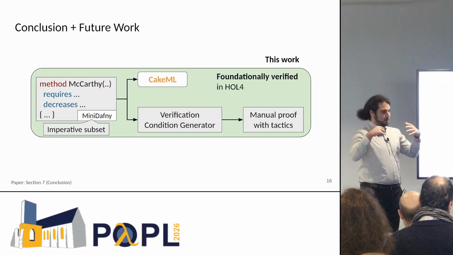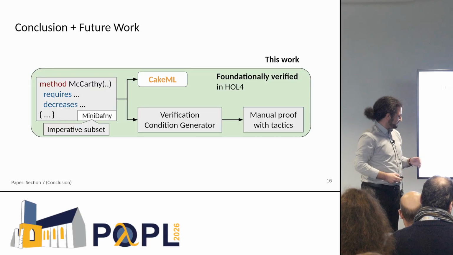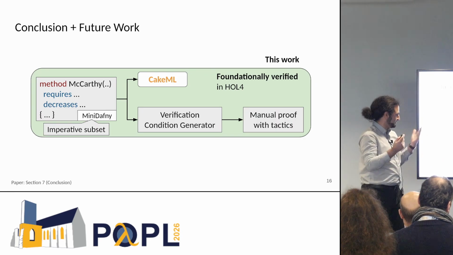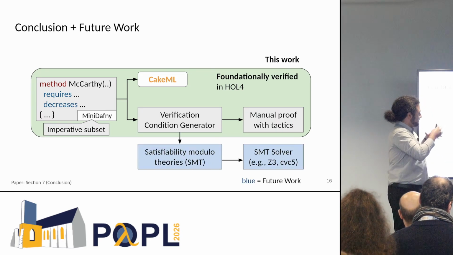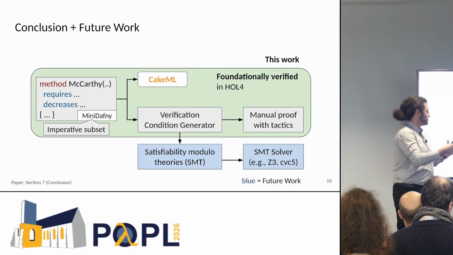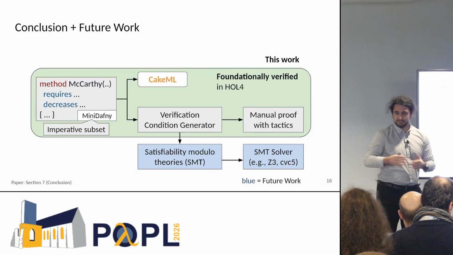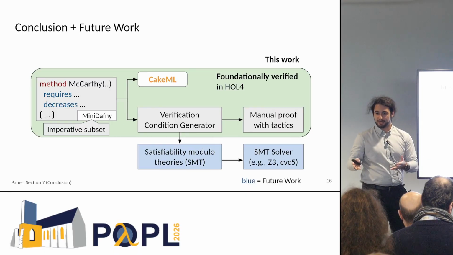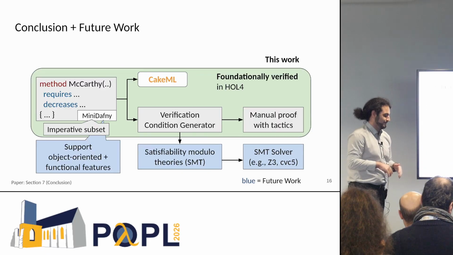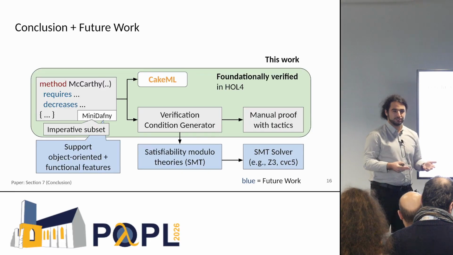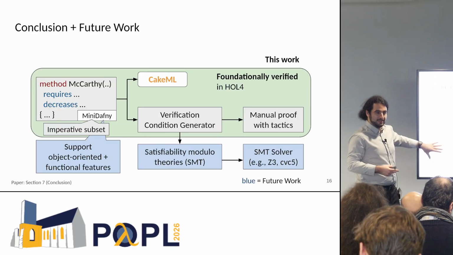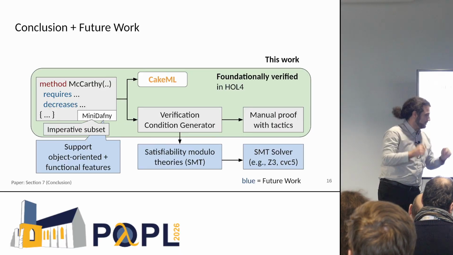And just to conclude, some bit of future work. As I said, manual proofs with tactics is not fun. It's not the 90s anymore. We have SMT solvers. So it would be good to be able to translate our verification conditions down to SMT, and then pass this to an SMT solver. And maybe if we have an SMT checker, we can read in the proof and have some nice theorem about that. Another very obvious future work is to support more features, like object-oriented and functional features. They're used in Dafny, so I think they would be important to make a realistic compiler.